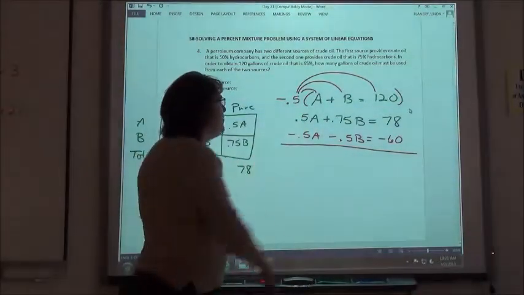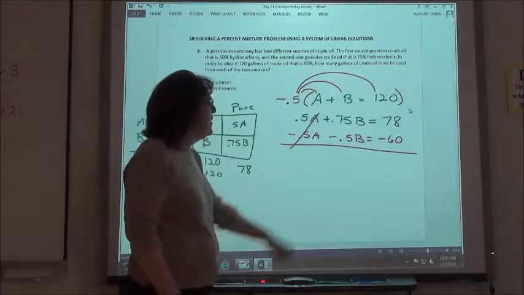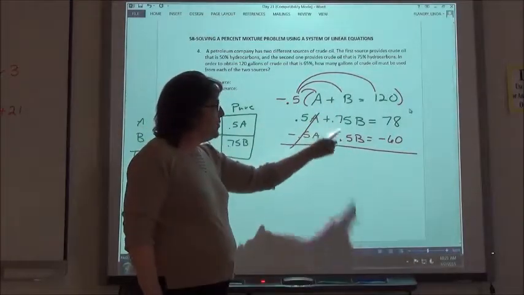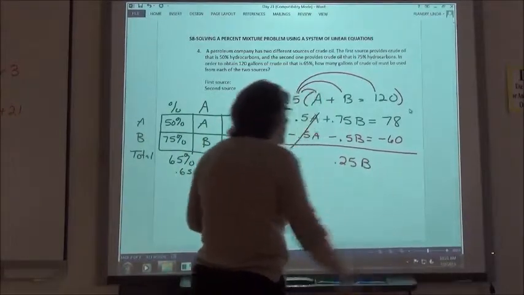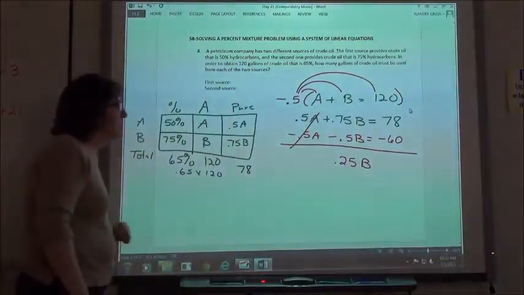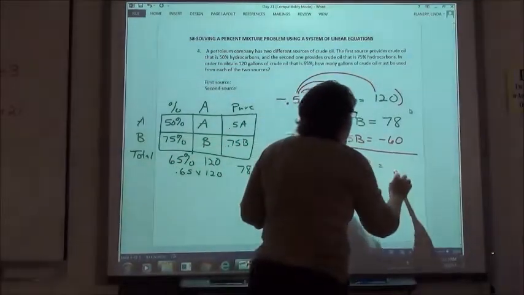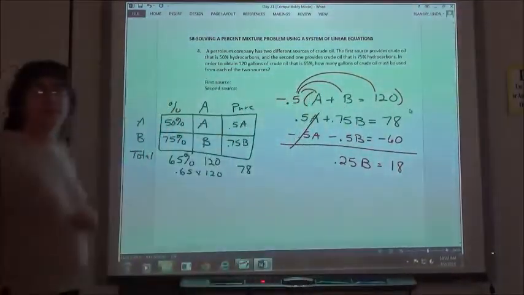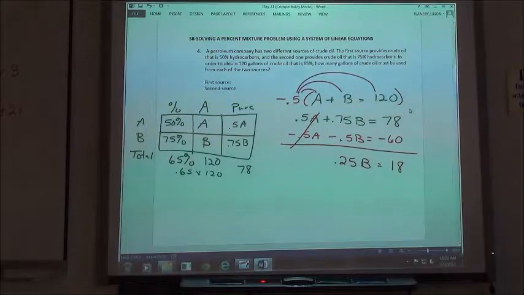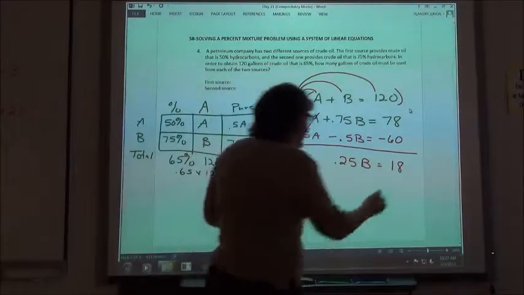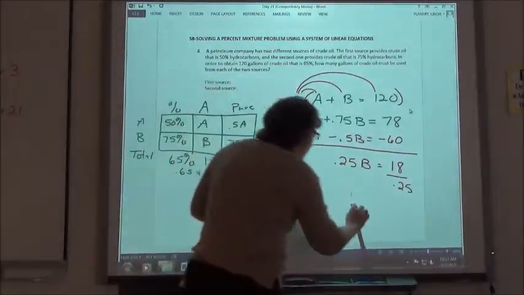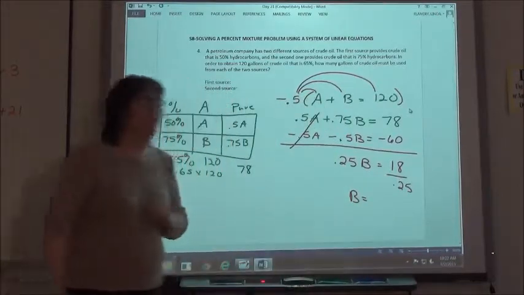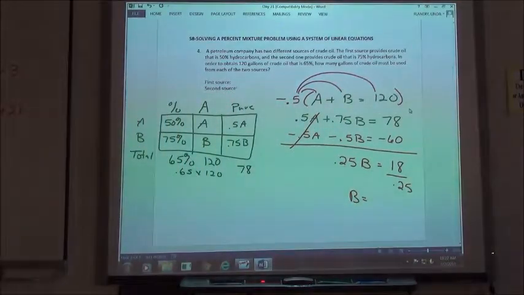I have opposites in front of my A's, they're going to cancel out. 75% minus 50% would be 25%, 0.25B. 78 minus 60 would be 18. And so in order to solve that, we're going to divide by 0.25. So if you take your calculator and take 18 divided by 0.25, you get 72.